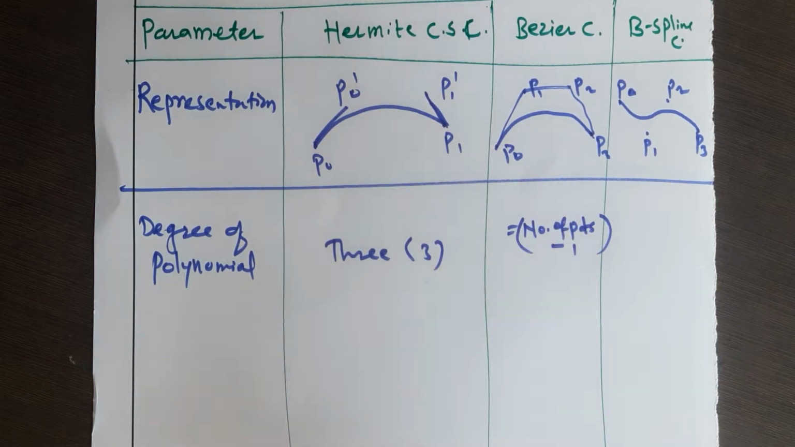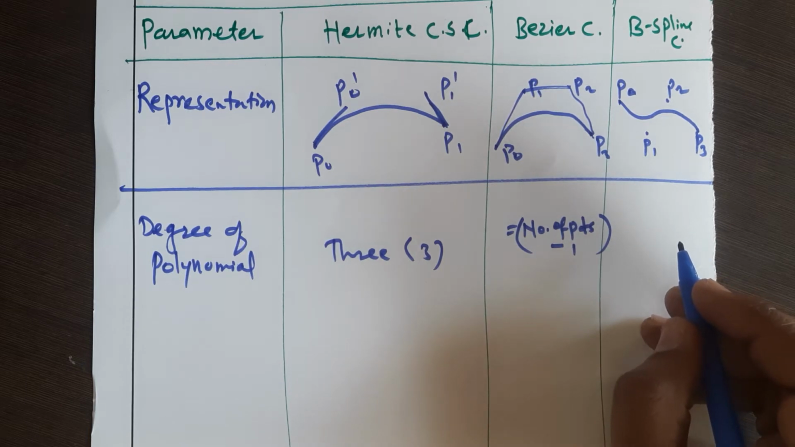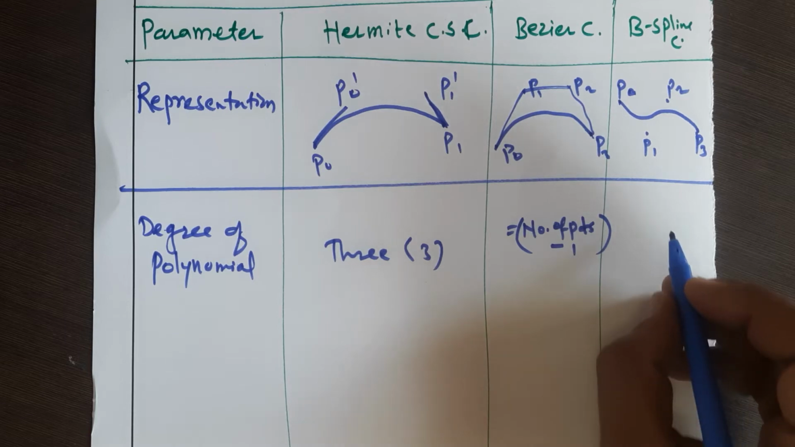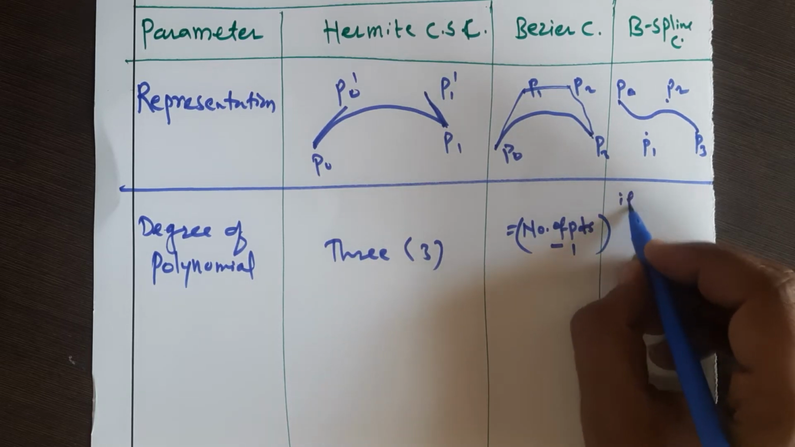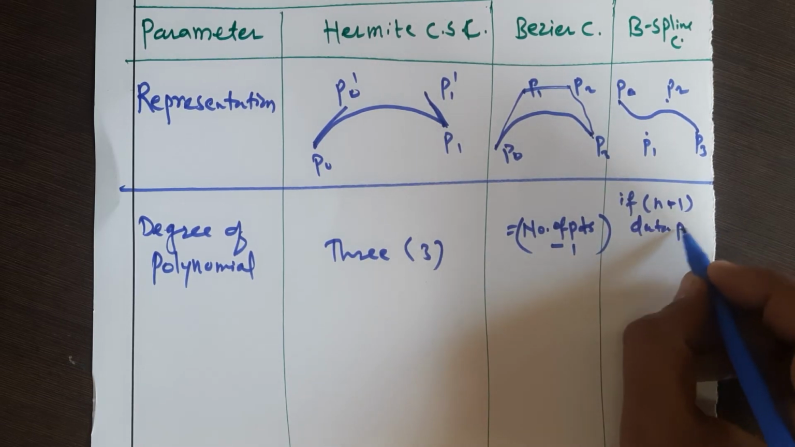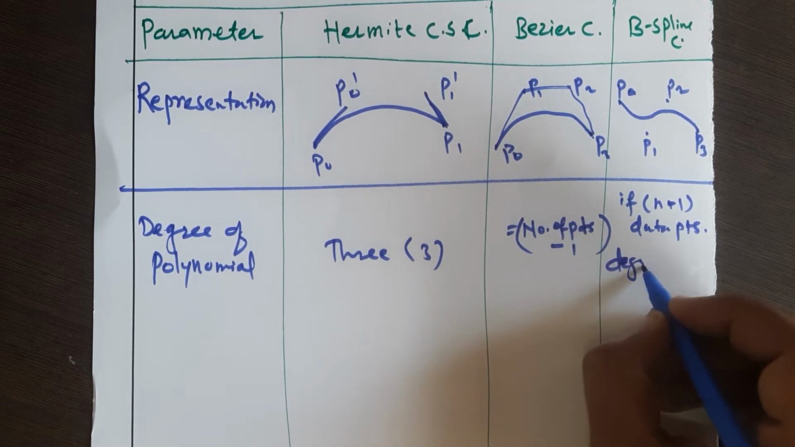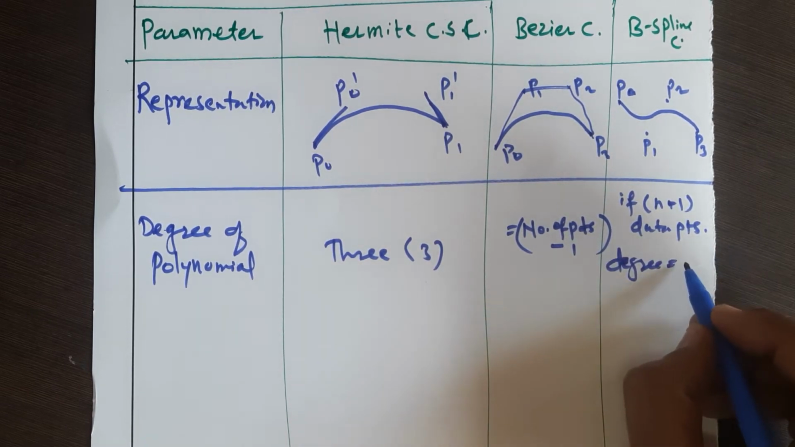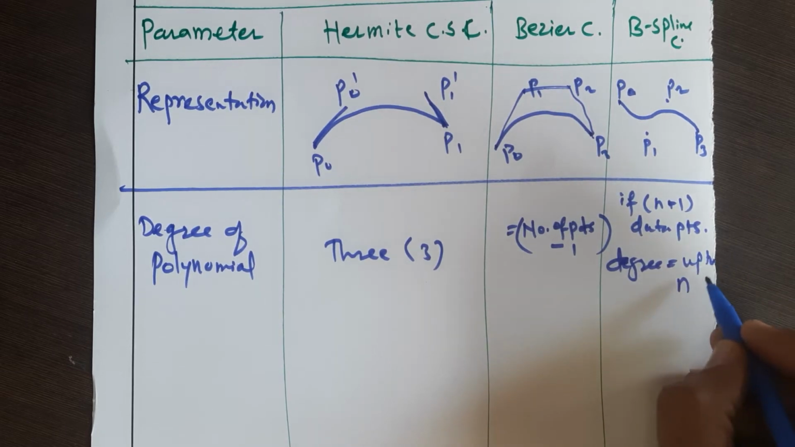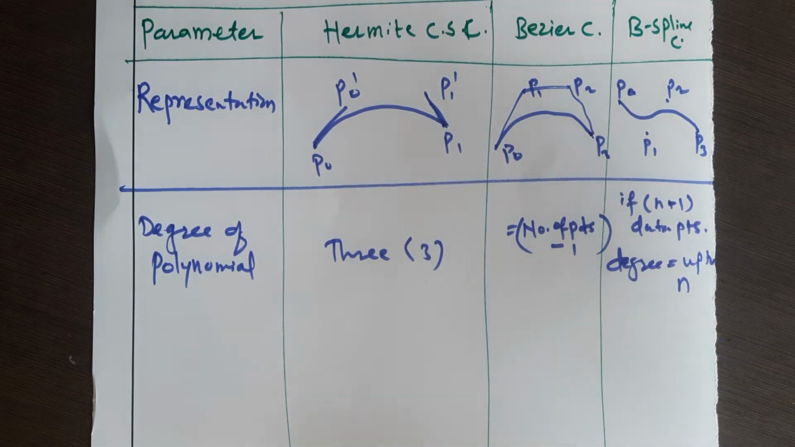In case of B-spline curve with n plus 1 data points, the degree of polynomial will be up to n only. It may be n minus 1, n minus 2, n minus 3 like that. So up to n the degree of polynomial can be.